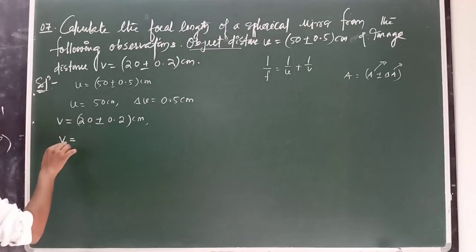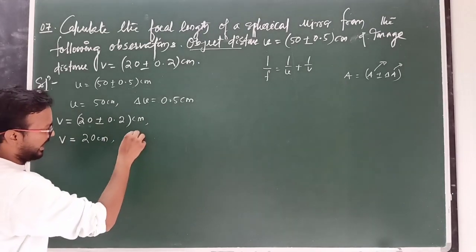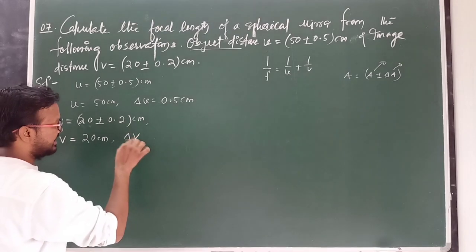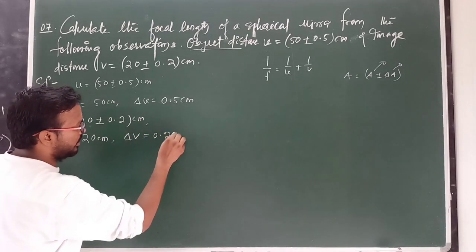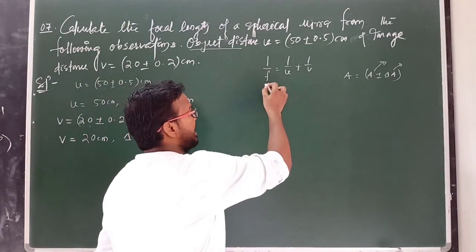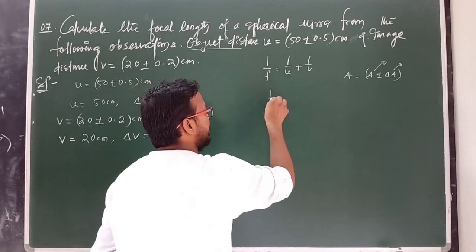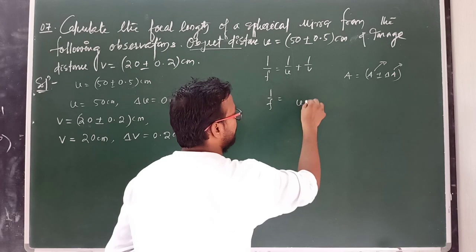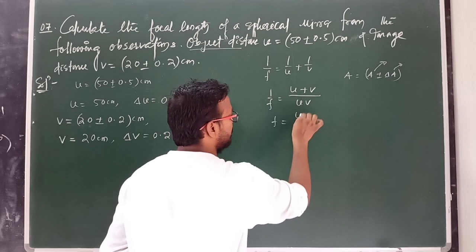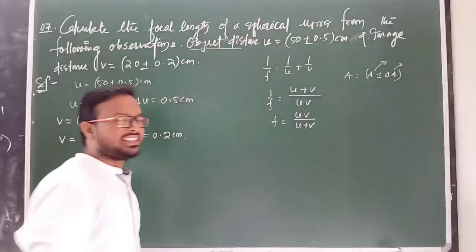So here v equal to 20 centimeter, you can write, and delta v, the error in measurement of image distance v, is equal to 0.2 centimeter. Clear? Okay. But we have to find the maximum possible error in f. So if you take 1 by f equal to, take LCM of u and v, this term will be u plus v, or f equal to u v divided by u plus v. But we have to calculate the maximum possible error in f.